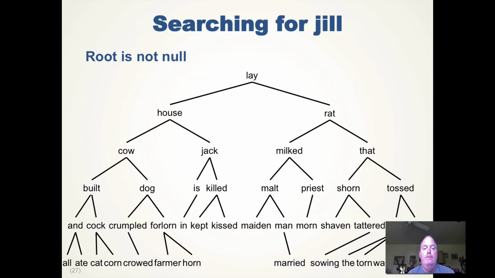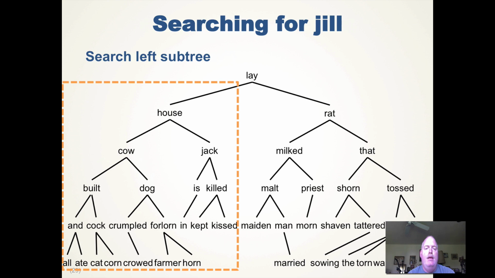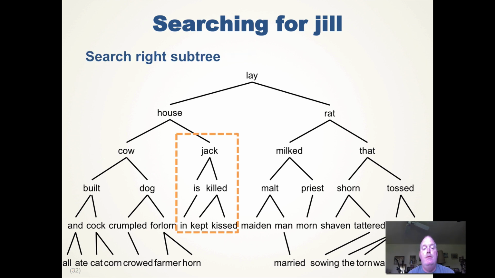So for example, if we're searching for Jill in this tree, the root is not null because it's lay, so we compare Jill to lay, and Jill is less than lay, so we go to the left subtree. Now again, we compare, the root is not null, house is there, so we compare Jill to house. Jill's greater than house, so we go to the right subtree. The root's not null, so we compare Jill to Jack. Jill is greater than Jack, so again we go to the right subtree.